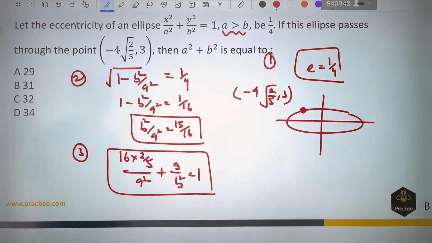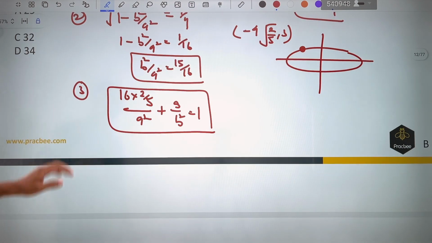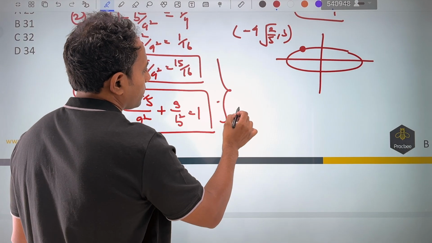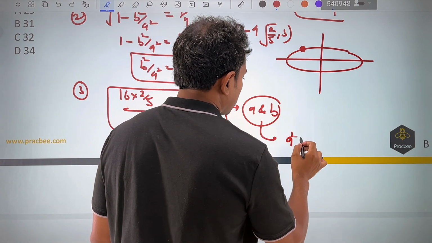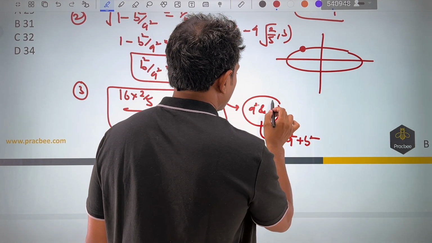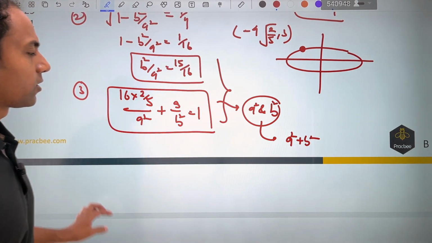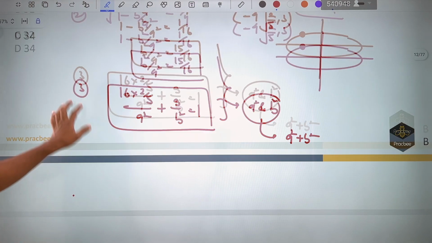So now you can see that using these two conditions, I will be able to figure out the value of a and b. Once you have figured out the value of a and b, from there you can get the value of a square plus b square. In fact, when you solve, you will directly get this value. So the calculation will not be very difficult.